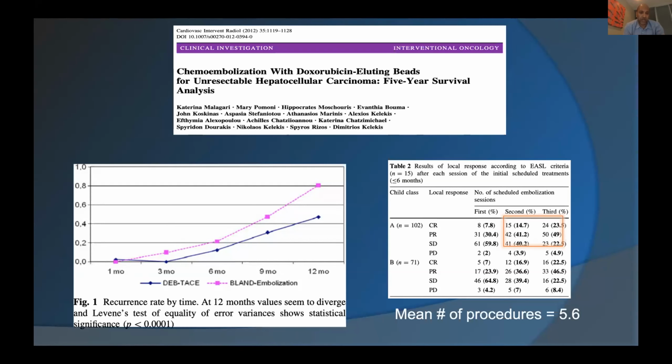significant tumor progression rate. So I would say, in my opinion, the most rigorous and consistent data has been by the Malagari group in Greece, where they've done a lot of prospective data on DEB-TACE and on bland embolization. And when you look at around 12 months, this curve on the bottom left compares DEB-TACE to bland embolization. And while I don't want to go into that argument, if you look at the DEB-TACE arm, they're looking at close to a 50% tumor recurrence rate at 12 months. Okay, so that's why TACE is not considered quote unquote curative.